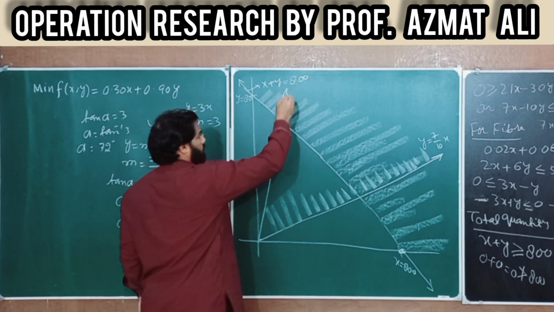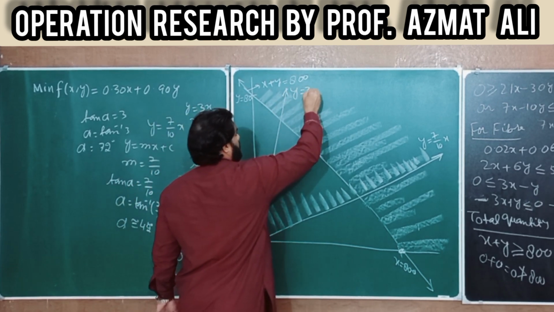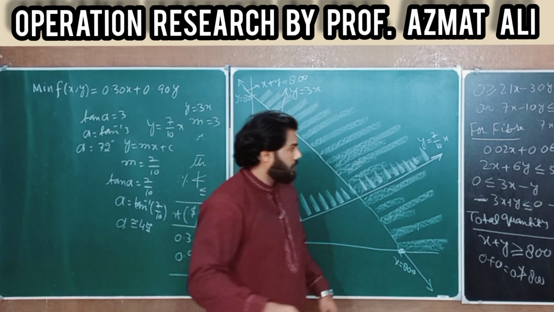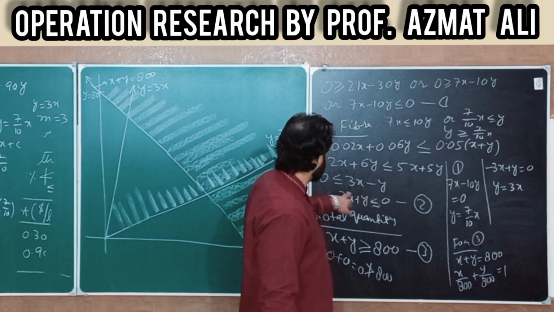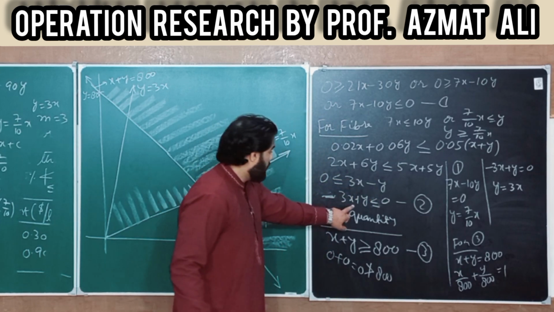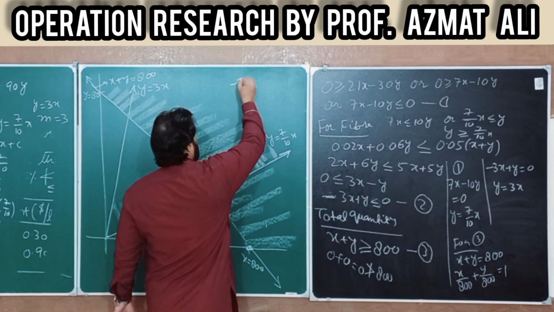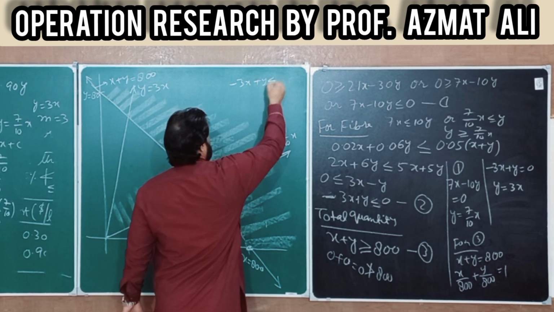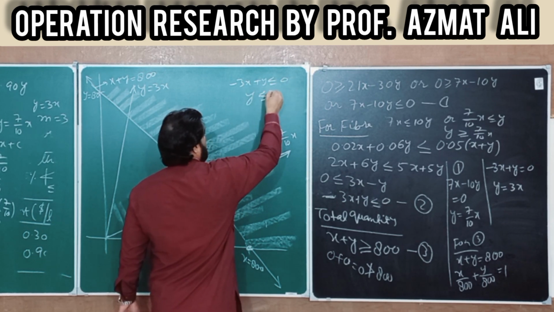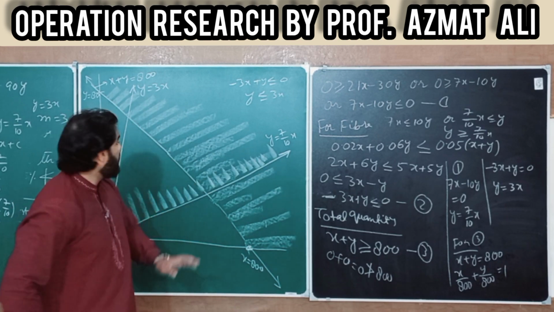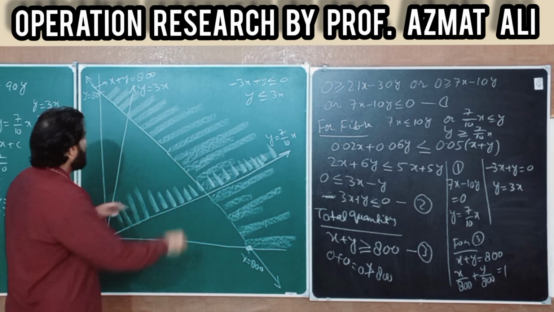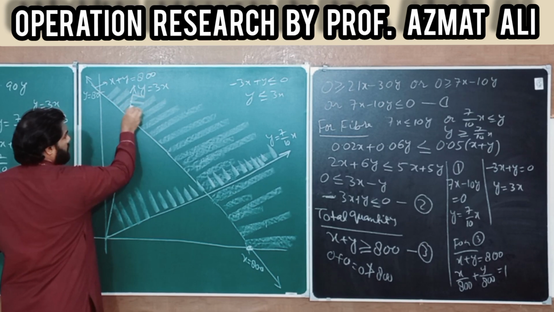So this is the graph of y is equal to 3x. In this case, minus 3x plus y is less than or equal to 0 can be written as y is less than or equal to 3x. So the graph will be below this line.